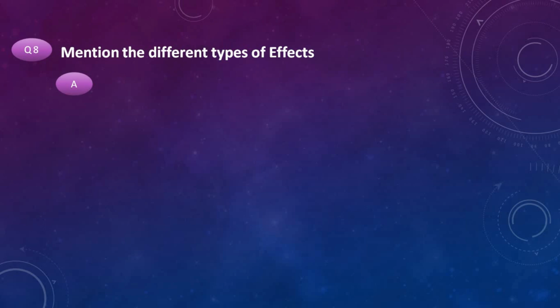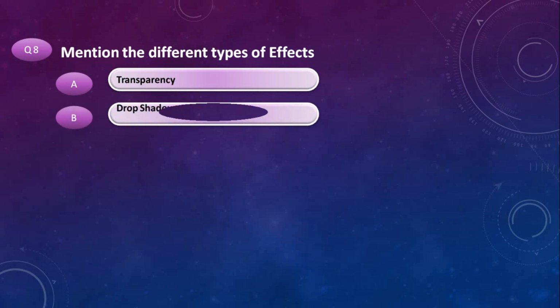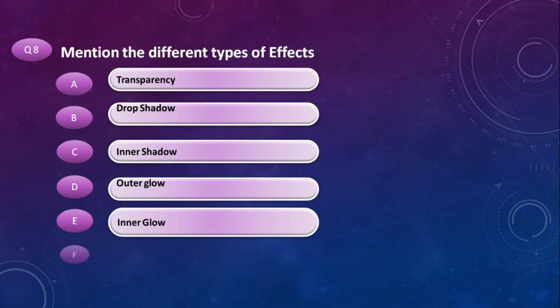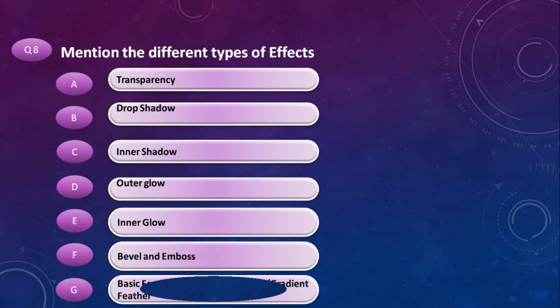Mention the different types of effects. The different types of effects are transparency, drop shadow, inner shadow, outer glow, inner glow, bevel and emboss, basic feather, directional feather and gradient feather. So all these are the different types of effects: transparency, drop shadow, inner shadow, outer glow, inner glow, bevel, emboss, basic feather, directional feather and gradient feather.